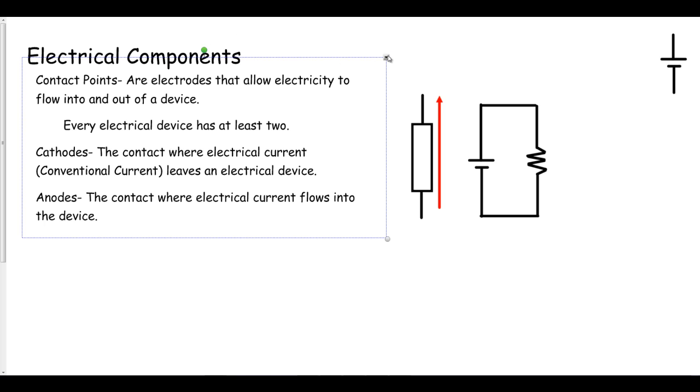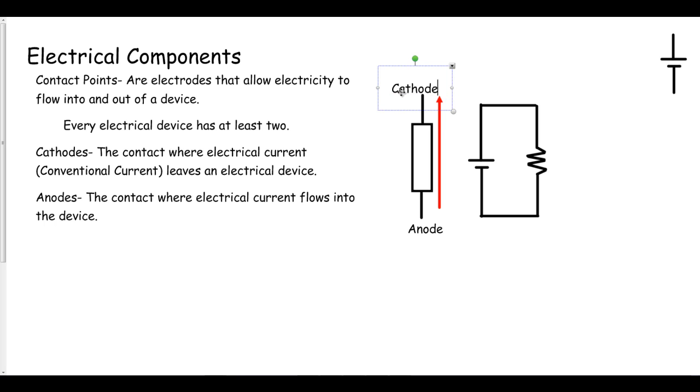Instead, what I need to do is I need to look at the direction of the current flow. So in this case, current is going to flow into the bottom of the device and then out of the top. And so let's go ahead and label these. This right here is going to be, because electrical current is flowing into the device, the anode. So we'll label that as our anode. Now, the electrical current is actually going to be leaving the device up here, and so that makes this the cathode.